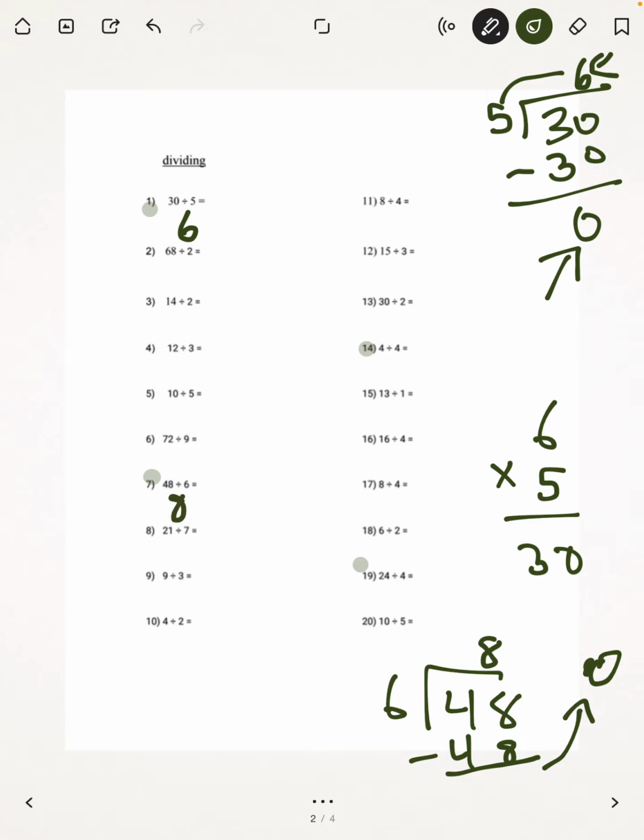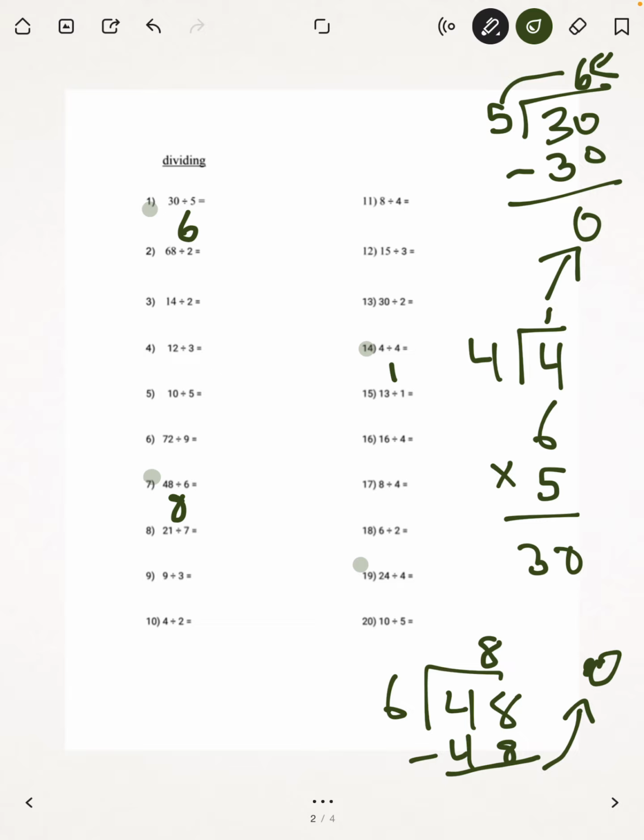4 divided by 4. Whenever you're dividing two of the exact same numbers, it's always going to be 1. Because 4 times 1 equals 4, and like 3 divided by 3 is 1 also, because 3 times 1 is 3. You could also check by doing this. 4 goes into 4 one time.